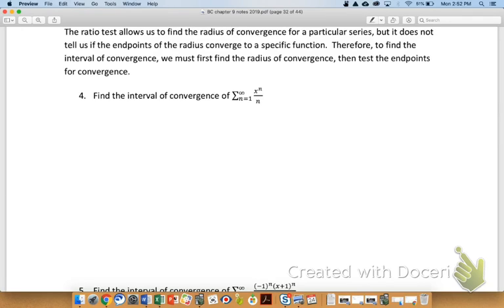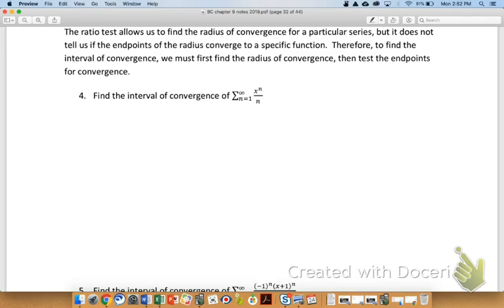Anybody coming up with a radius of convergence? Is it infinite? Is it 0? Is it a number? What do you come up with? The radius of convergence either has to be infinity, 0, or some number. You guys say 1?